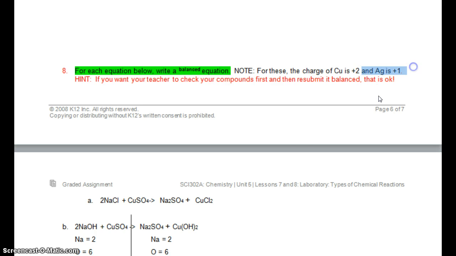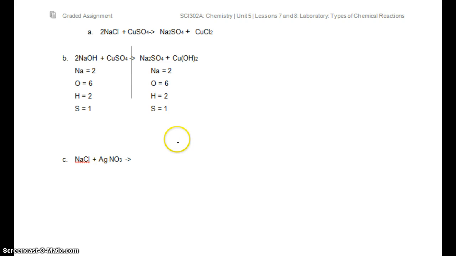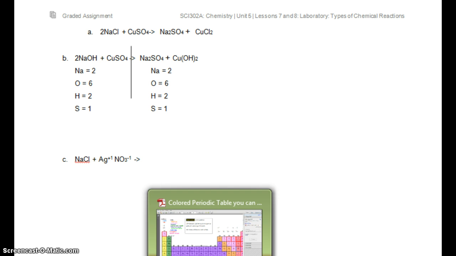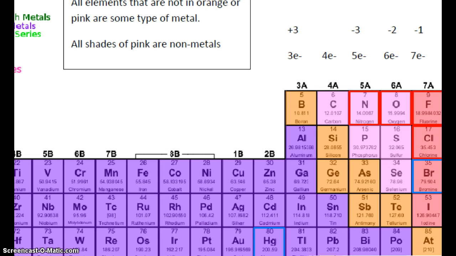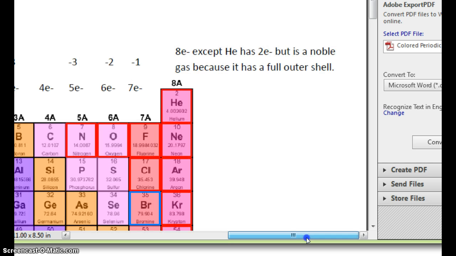Up here, I tell you that the charge of silver is +1. So let's start with that one this time. It really doesn't matter which one you start with as long as you do them all. And NO3 is a polyatomic ion, and so that's on our paper. We know that's -1. Now we need to do Na and Cl. So Na, group 1, charge is +1. And Cl, group 7, the charge is -1.